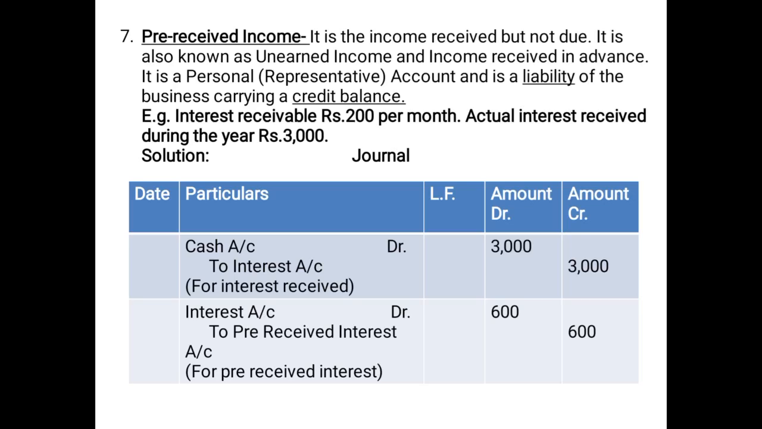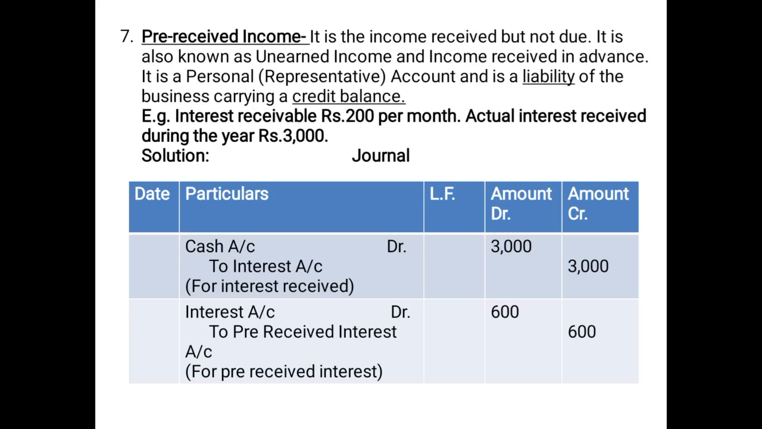So the first entry we will pass is for actual interest received, including the advance one. That is cash account debited. Cash is coming in 3,000. To interest account 3,000, because interest is an income, as we have already discussed in the part 1 video. The second entry we will record for pre-received interest, that is interest account will be debited. Once it is credited with both the advance and actual amount, now we will be debiting it with the amount of interest received in advance, so that ultimately the net balance of the interest account shows the actual interest for the current year.